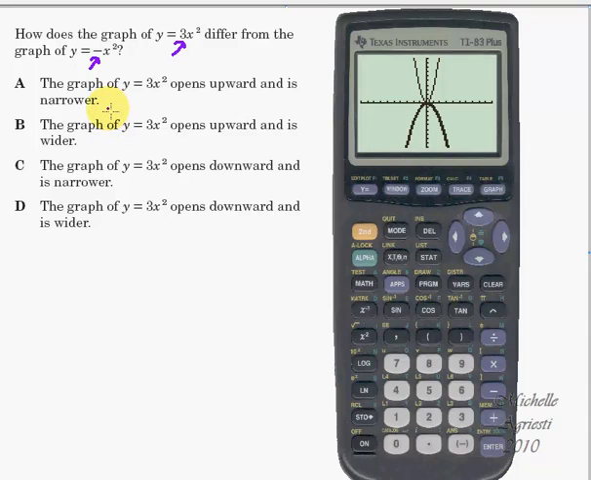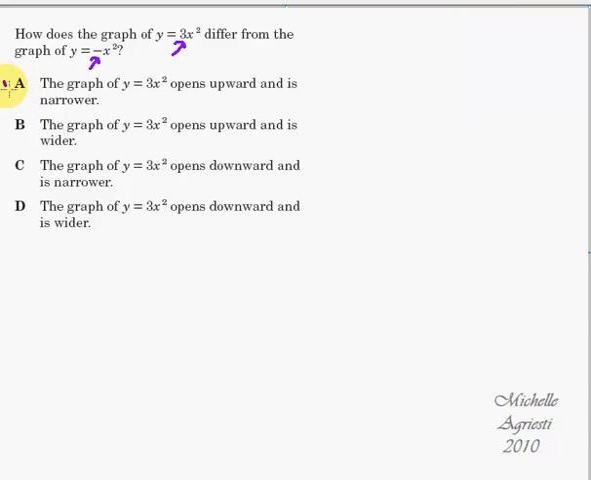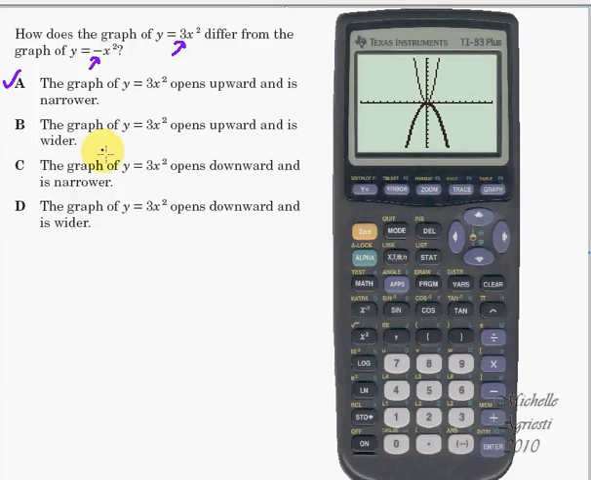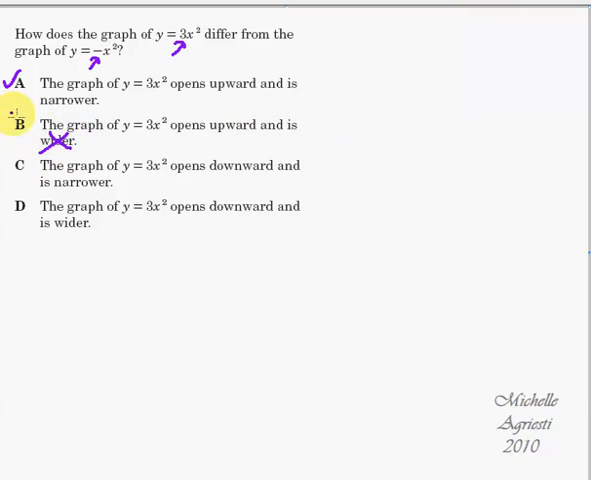So let's look at our choices. The graph of y equals 3x squared opens upward and is narrower. Okay, here's our 3x squared. It does open upward and it's narrower. That looks like the right answer. But remember, we have to find 3 incorrect answers before we stop. So the graph of y equals 3x squared opens upward. That's true. And is wider. It is not wider. So not true.